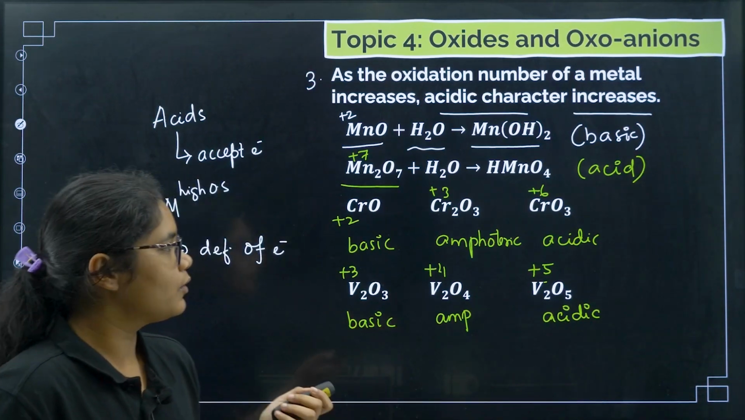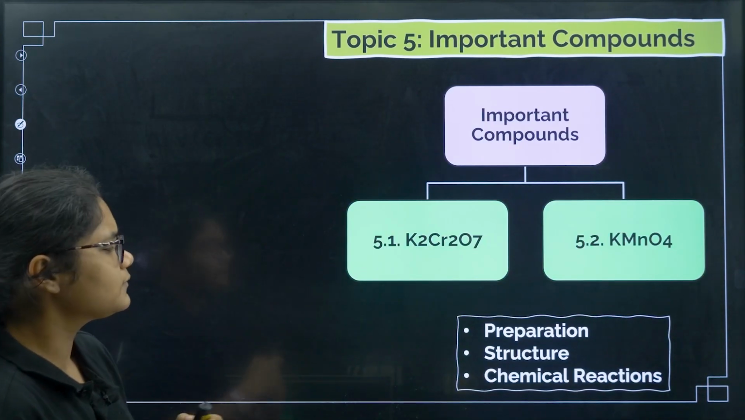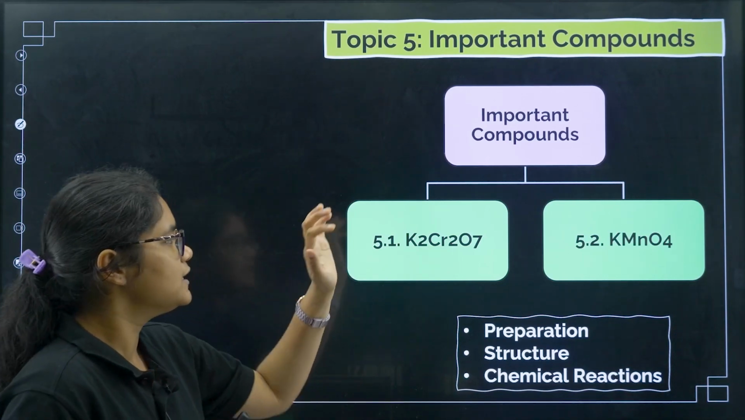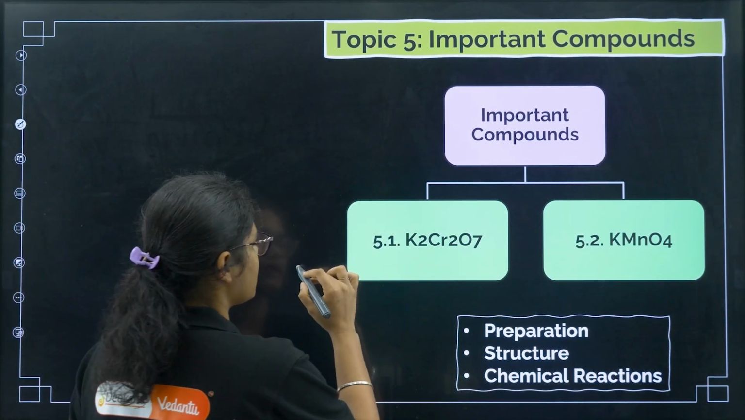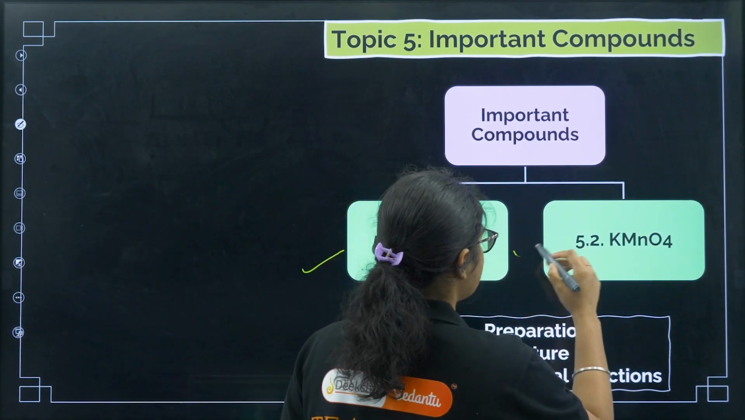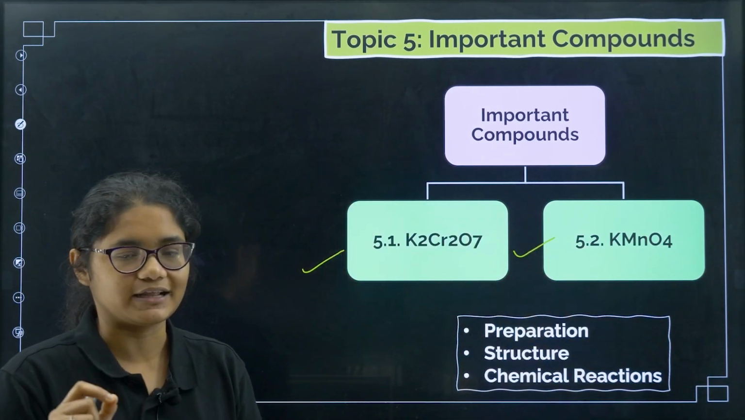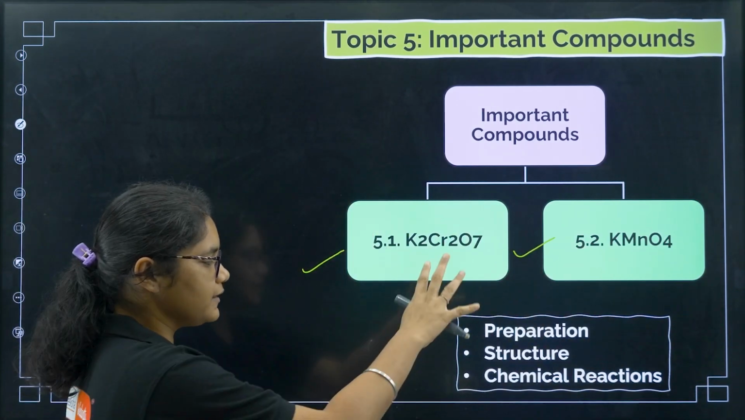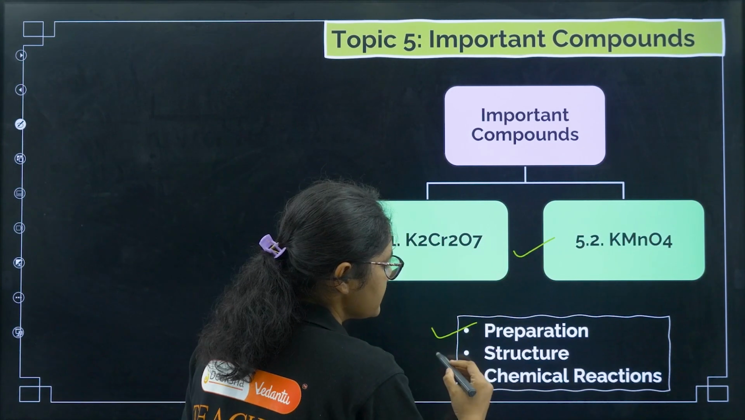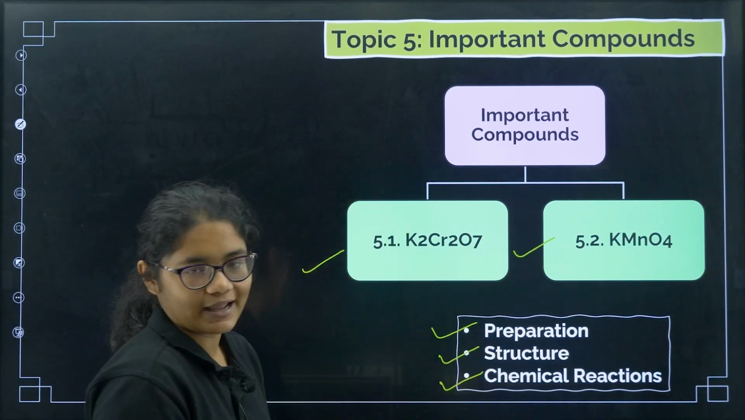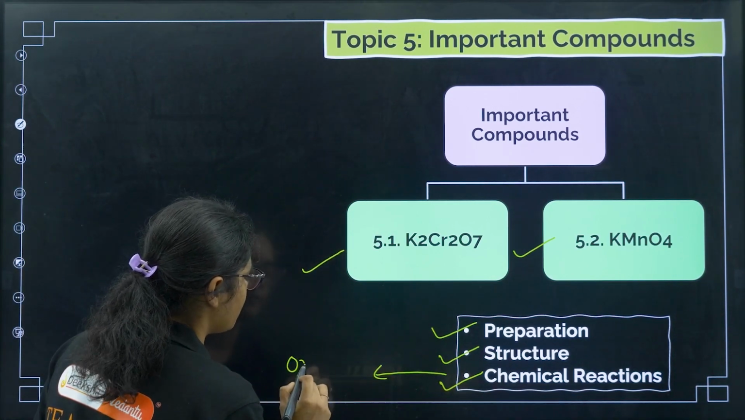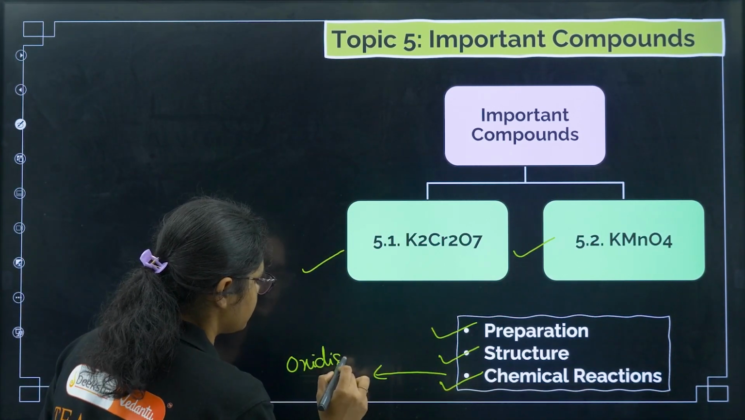Okay, so now coming to our second topic of today, that is important compounds. We have two important compounds. One is potassium dichromate, K2Cr2O7, and another is KMnO4, that is potassium permanganate. There are three things we are going to study about each of them: preparation, structure and their chemical reactions. When I say chemical reactions, we are mostly going to study their oxidizing properties.